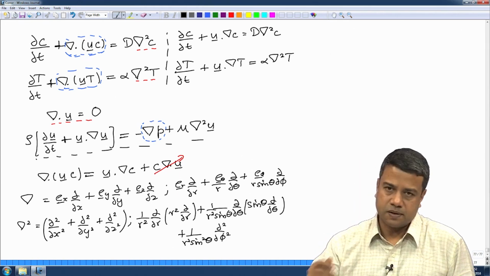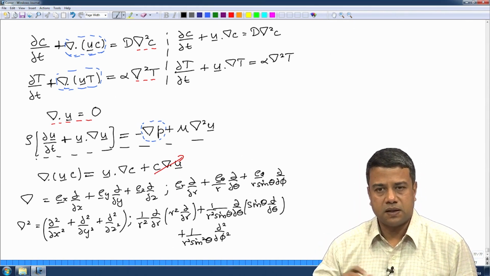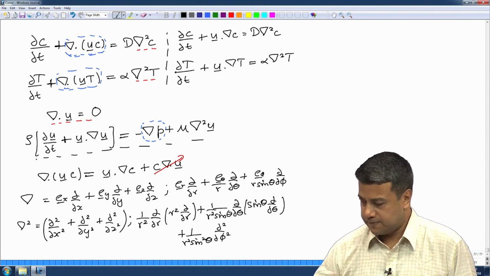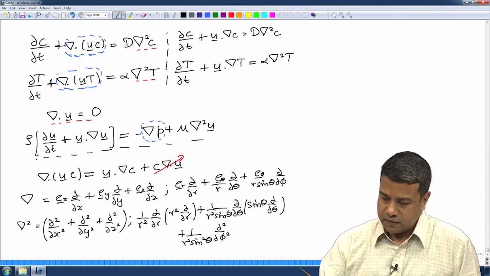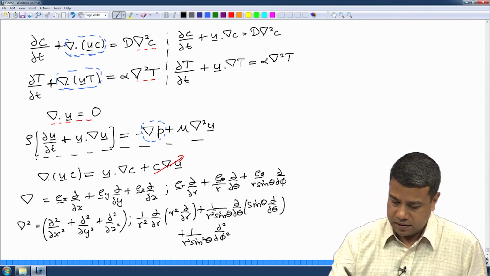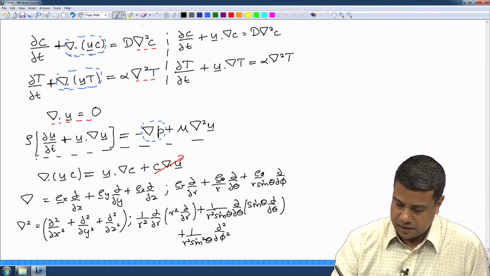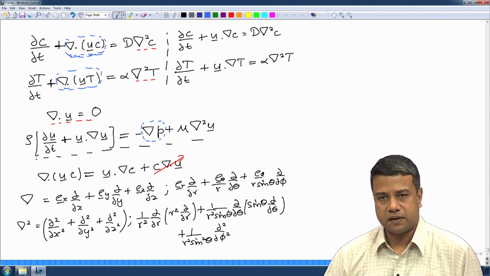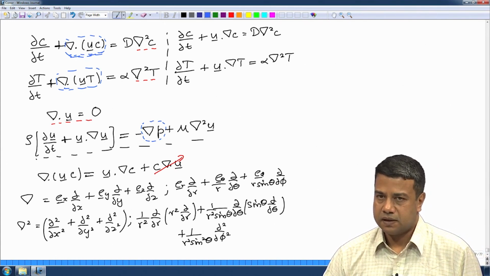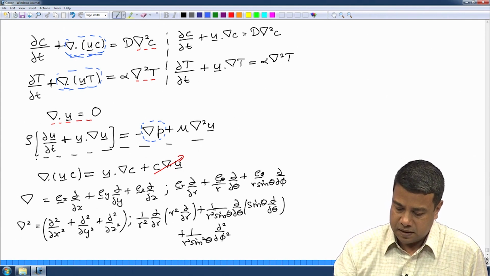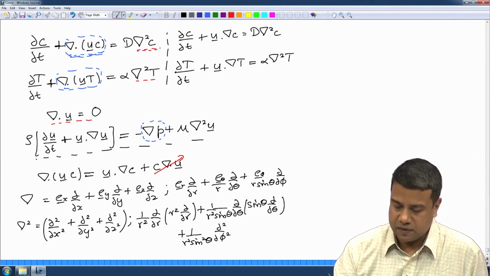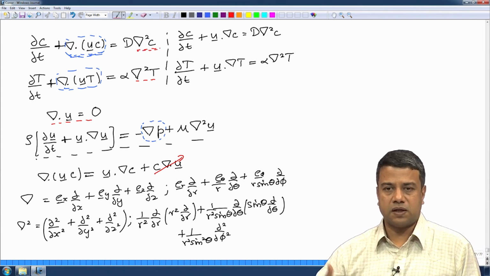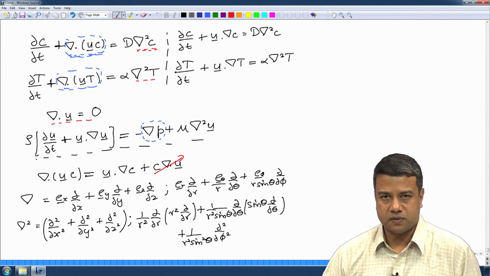You just have to put in those operators into these equations to get the equations in the different coordinate systems. Note that this divergence operator or the gradient operator has dimensions of 1 over length. The Laplacian has dimensions of 1 over length square because you are taking two derivatives with respect to the spatial positions.